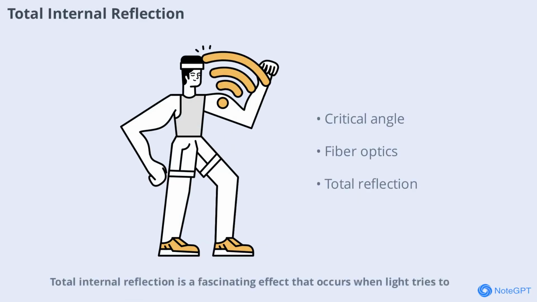Total internal reflection is a fascinating effect that occurs when light tries to move from a denser medium to a rarer one at a steep angle. If the angle of incidence exceeds a certain critical value, the light doesn't pass through but instead reflects entirely within the medium. This principle is used in fiber optics, allowing light signals to travel long distances with minimal loss, and is also seen in sparkling diamonds.